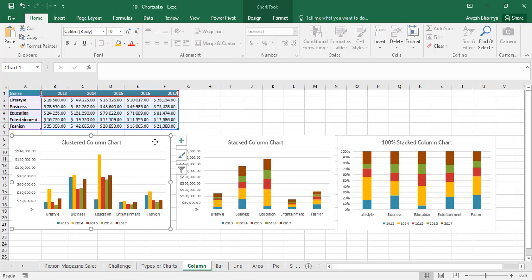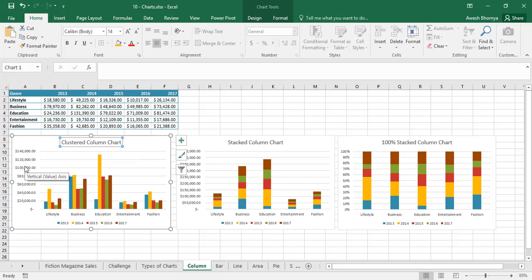Now in the clustered column chart, all the values for a particular category will be clustered together. Like lifestyle, all the years for lifestyle will be clustered together. Business, all the years will be clustered together. Before I move to the other charts, I'm going to teach you a few techniques of managing charts. So for example, there is the title. I have given the title clustered column chart. You can click this particular box and change the title depending on what you want. You can say sales by year or sales by genre.